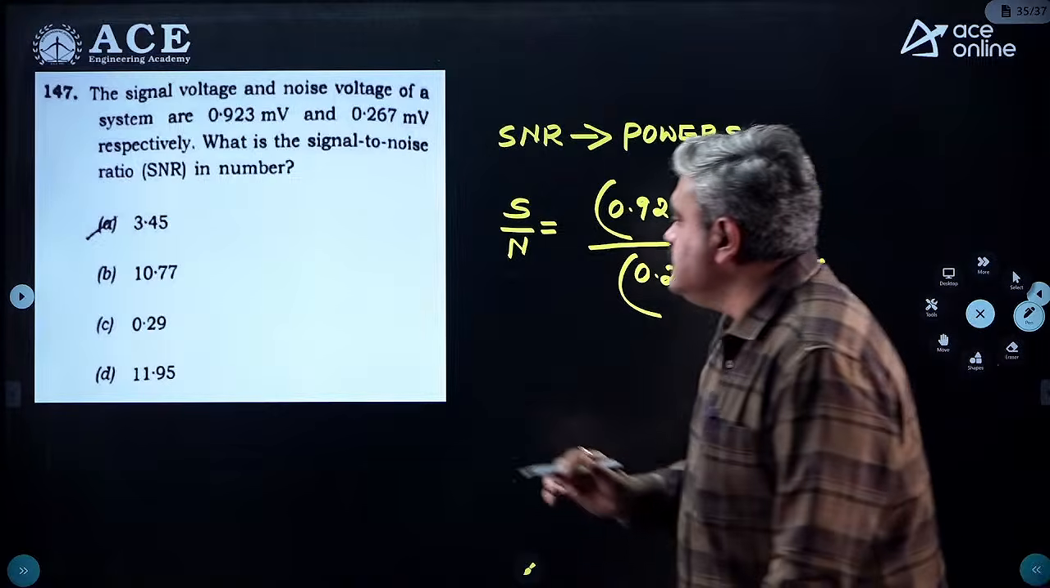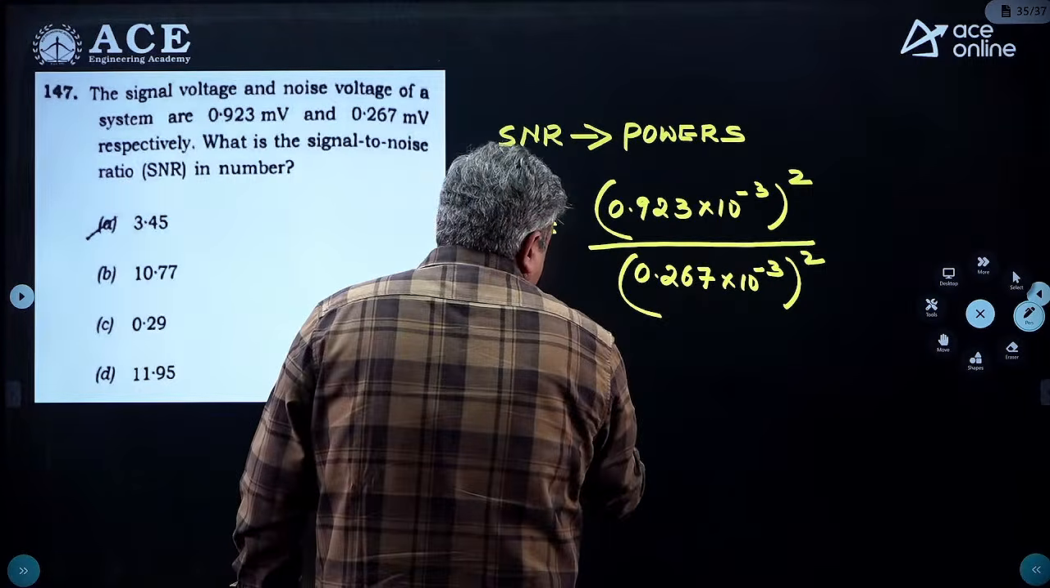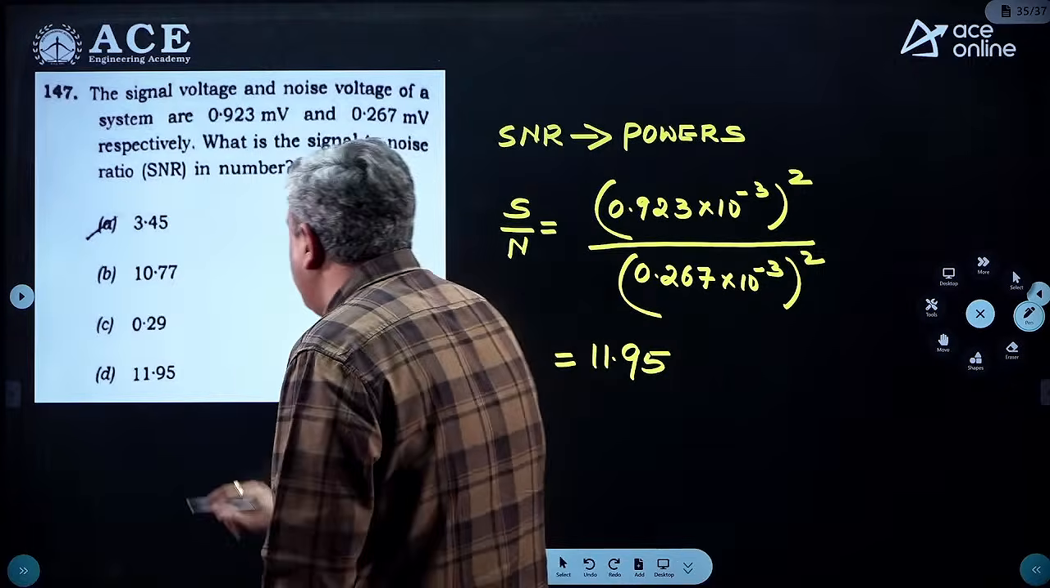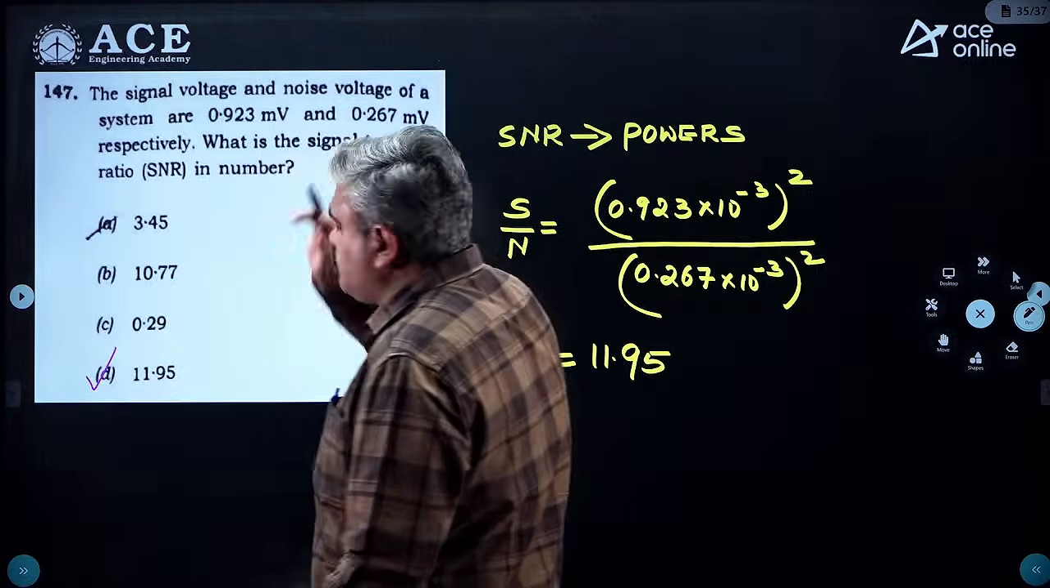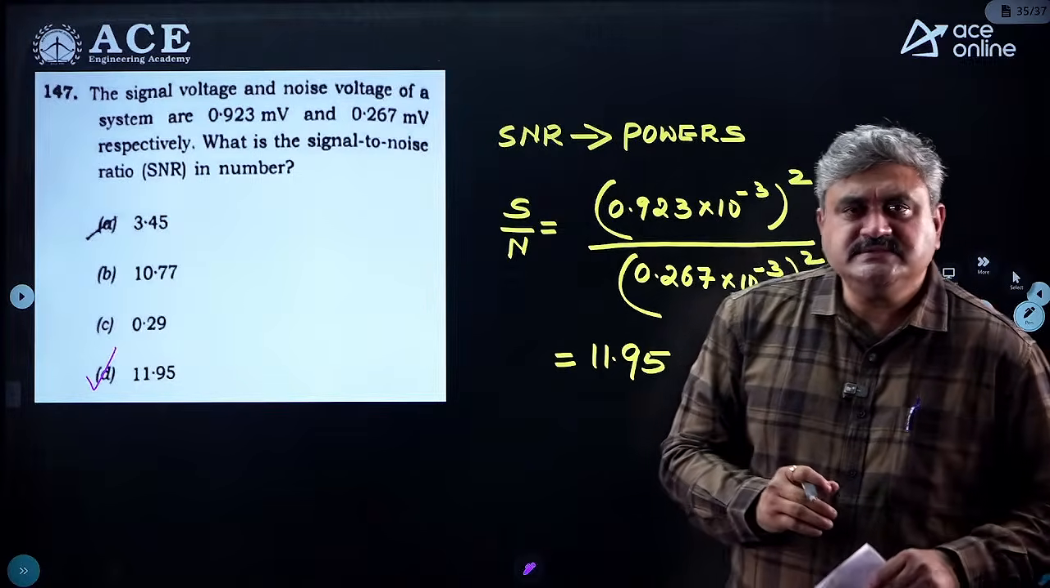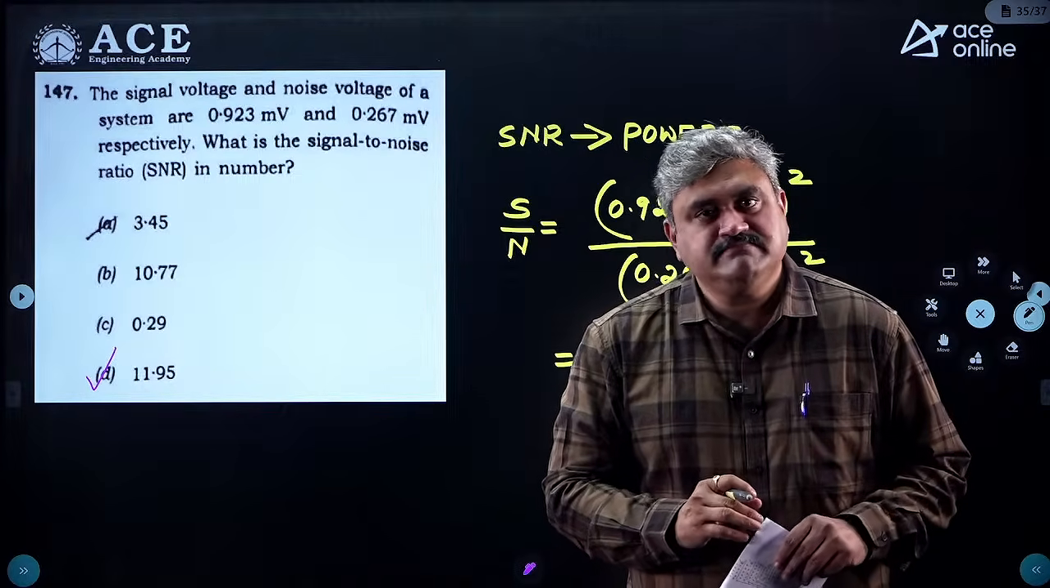Everything is simple. So if you calculate, you will get around 11.95. So your correct answer will be option D. So these are the questions given in today's paper. I hope you have done these questions. These are very simple and straightforward bits. Thank you.